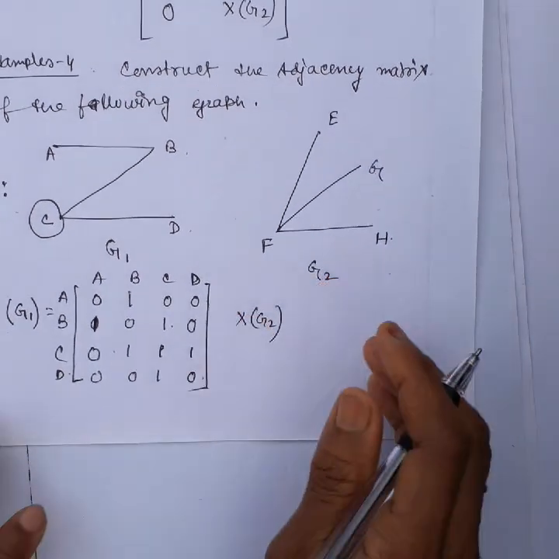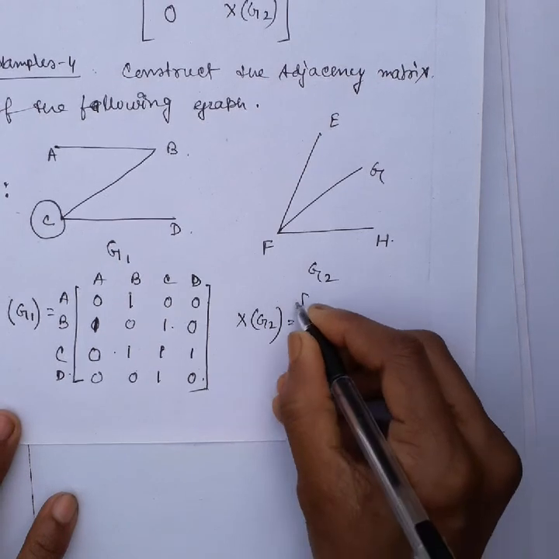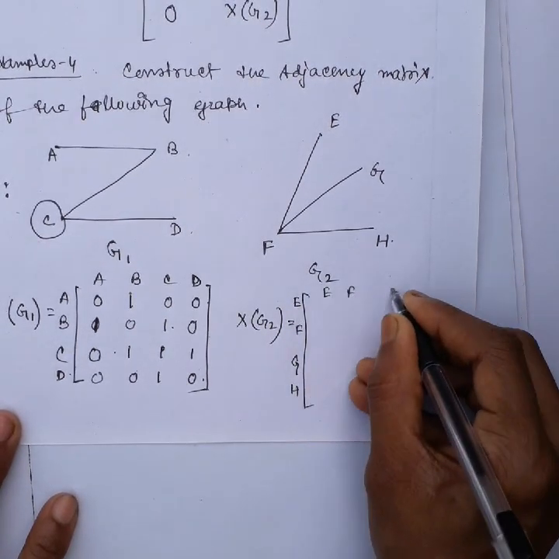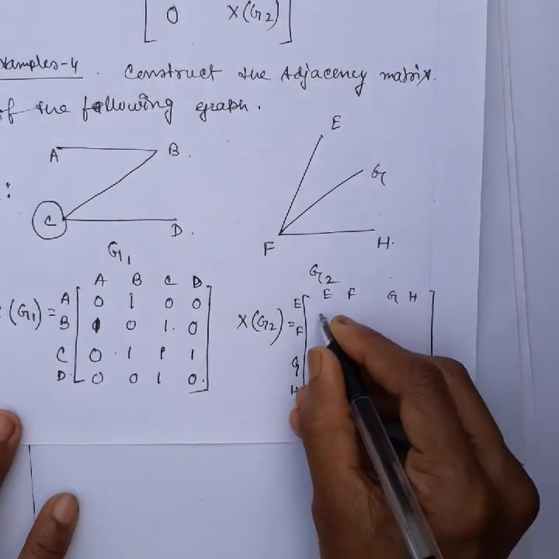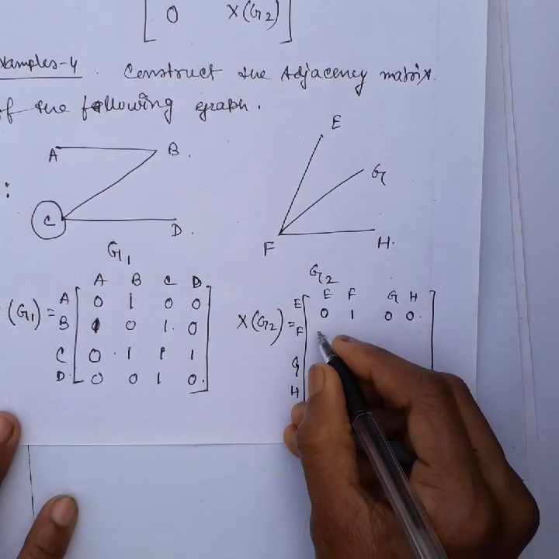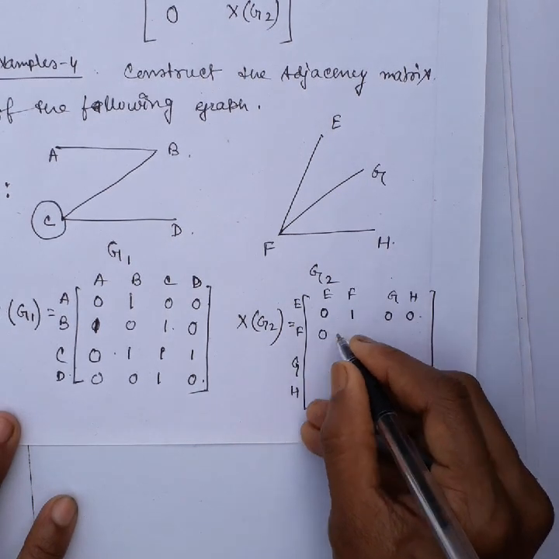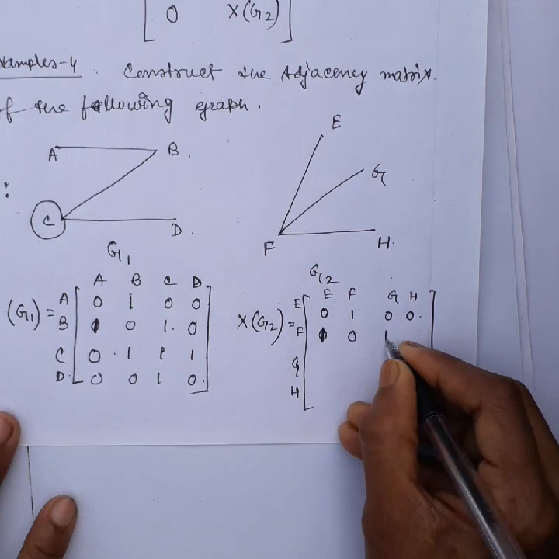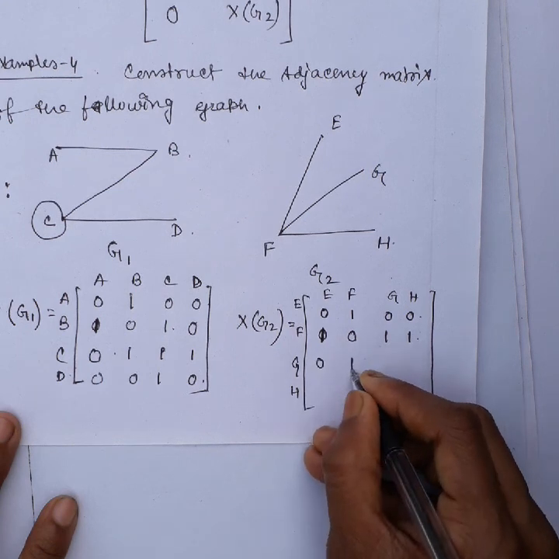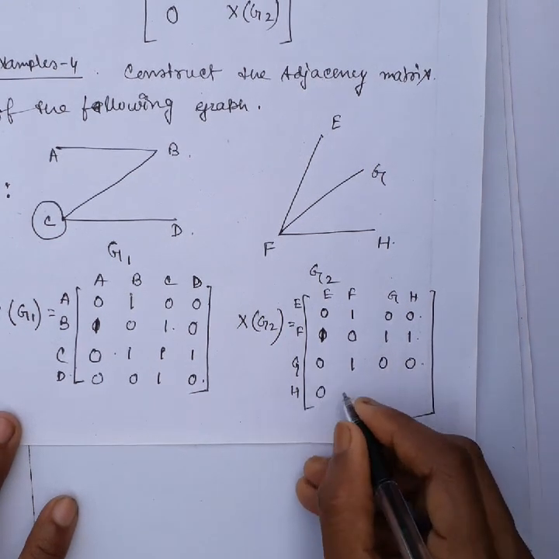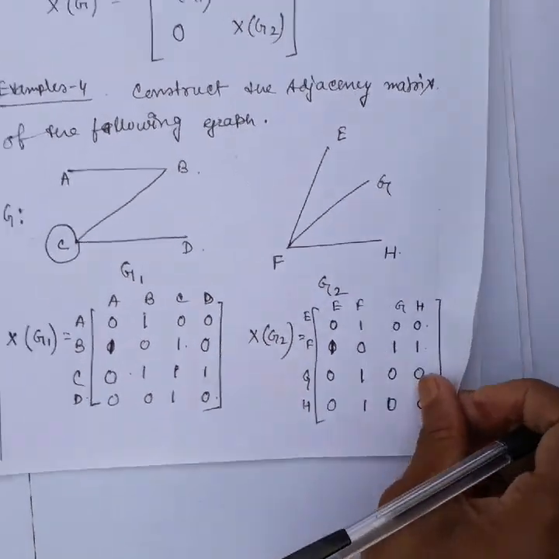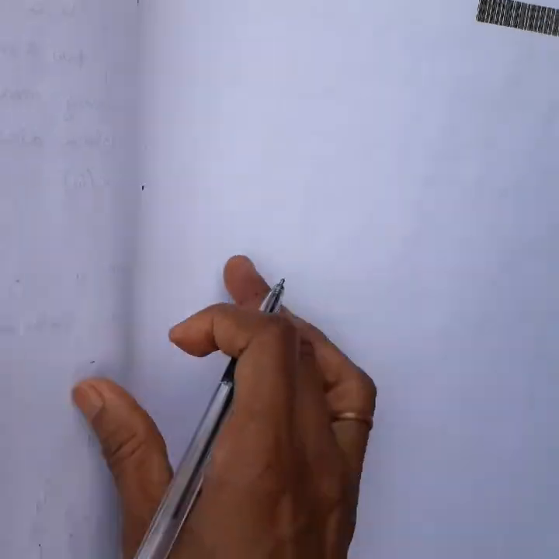Next we find the adjacency matrix of G2. Here also 4 vertices. E is connected to F. F is connected to all of these, E, G, H. G is connected to only F and H is connected to only F. Okay, so these are the two matrices of G1 and G2.